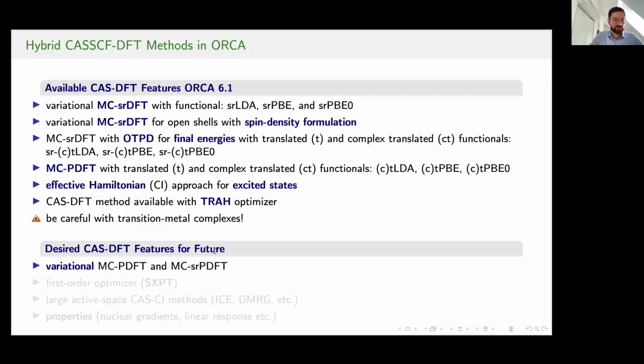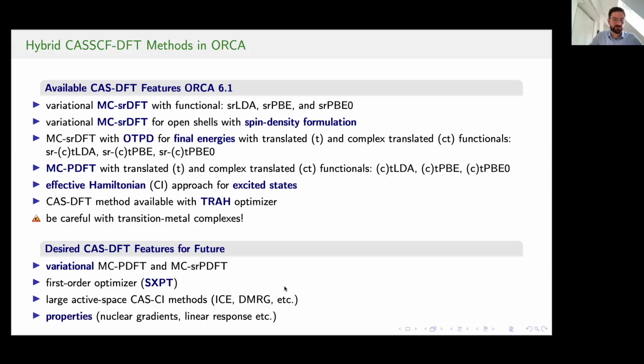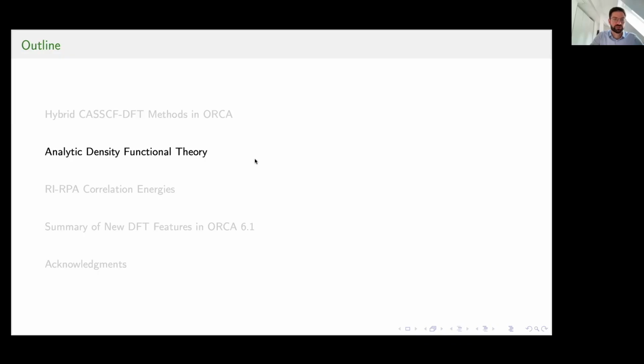For the future, we would like to move on and also develop fully variational MC-PDFT and MC short-range DFT methods. We would like to also transfer the developed technology from the second order optimizer to the first order optimizer, which is very popular with people using CAS-SCF in ORCA. We would also like to develop a CAS-DFT approach using large active spaces and combine it with approximate CAS-CI approaches, ICE, DMRG, etc. And finally, we would like to compute properties, in particular nuclear gradients or properties based on linear response theory. We've also worked on new features for single reference DFT.